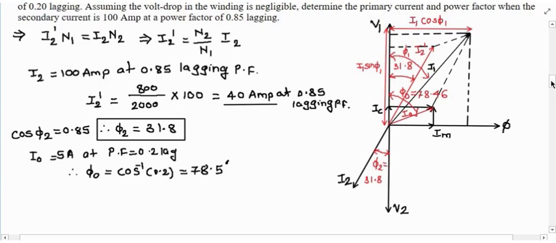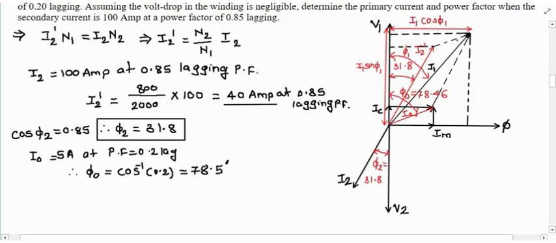Right? So now from this phasor diagram, what we have to find out? We have to find out the primary current and the power factor. Primary current and the power factor means we have to find out I1 in polar form. Right? So students, from the phasor diagram, I will find out I1. What is I1?